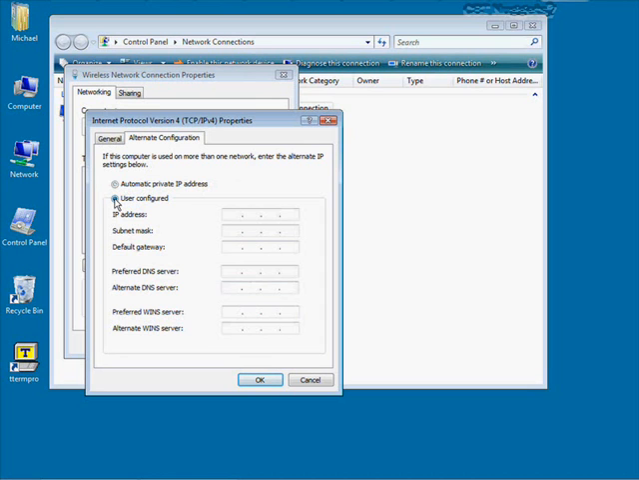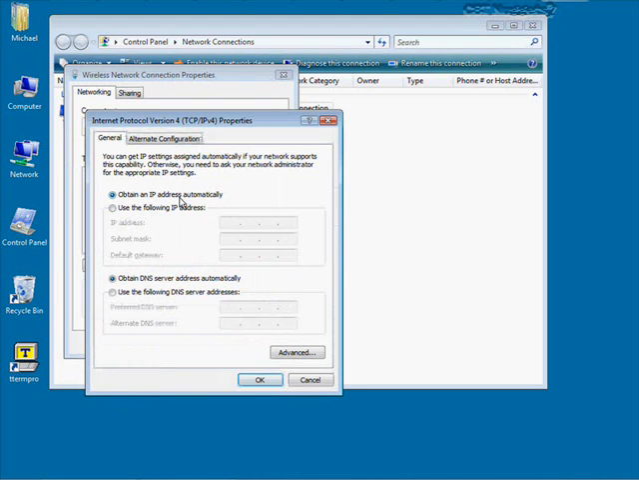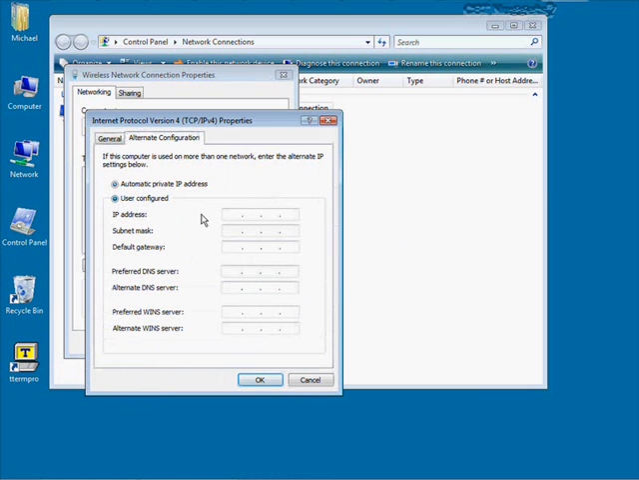So with your alternate configuration, you have a couple of options. You can say I can fall back on a PIPA, or I can fall back on my own user-configured IP address. So I could say, you know what? Let's use DHCP, but if it's not available, let's use our own user-configured address as a backup.